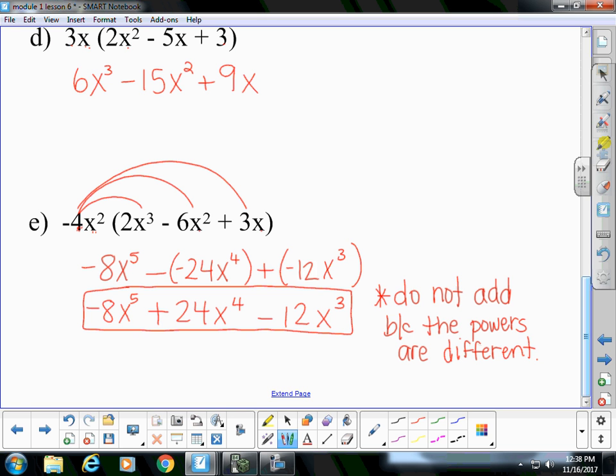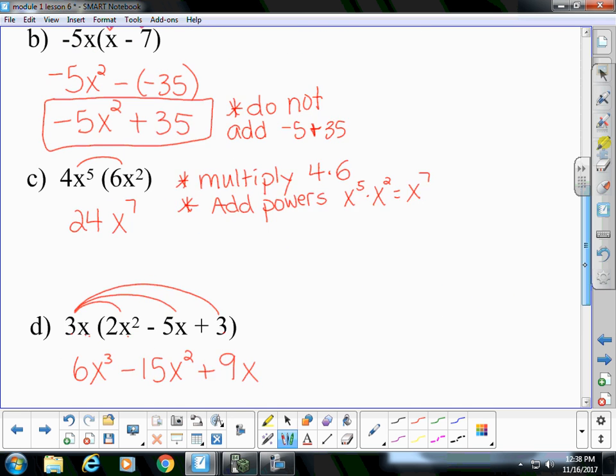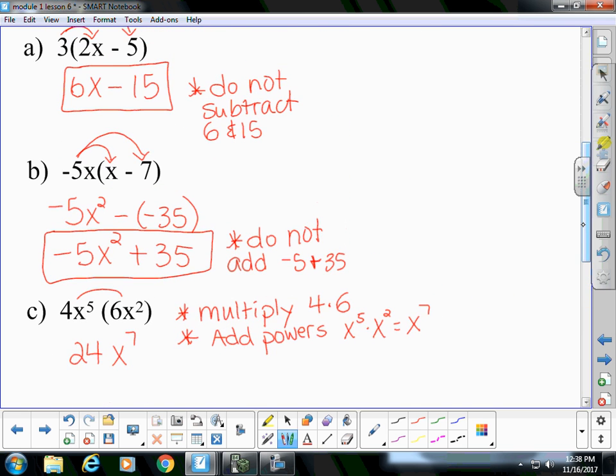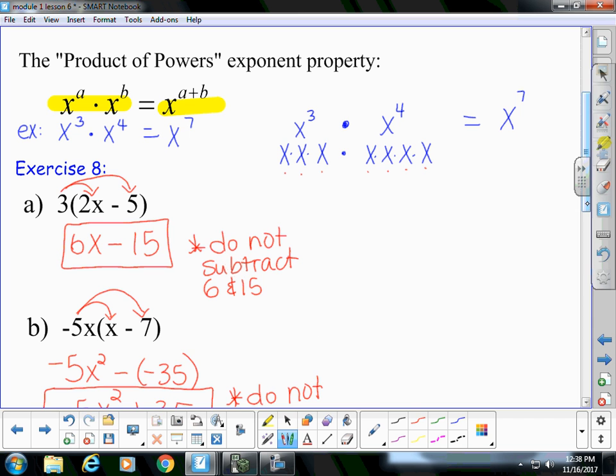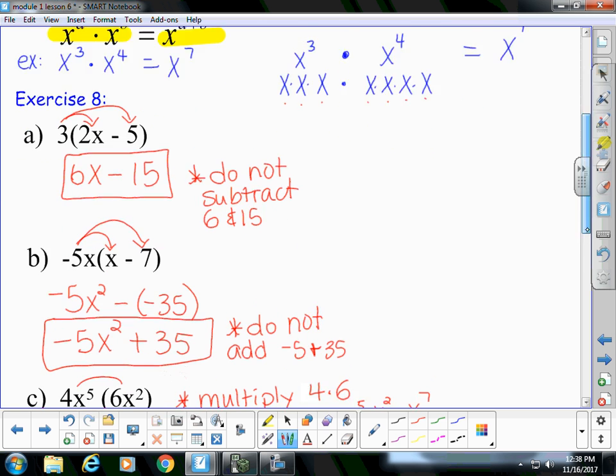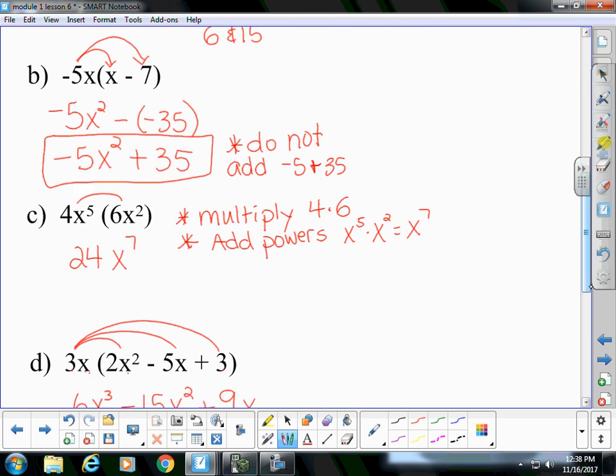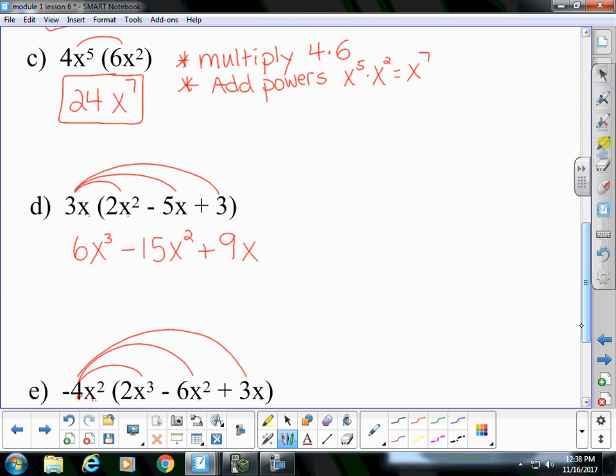Okay, so problems like E are called the distributive property. And then when you have an x and another x and you multiply them, that's when we're using the product of powers exponent property. You don't really have to remember names of them, you just have to remember how to use the different properties. That was the answer on that one. I didn't circle all my answers. And this was the answer on this one.